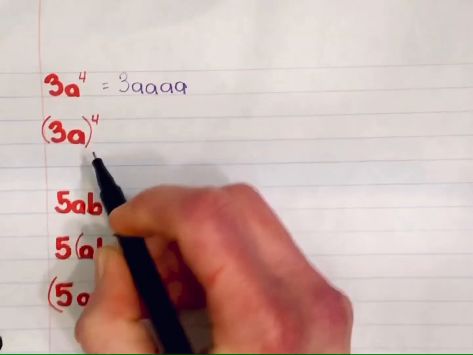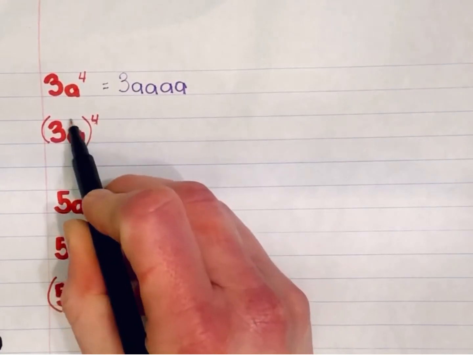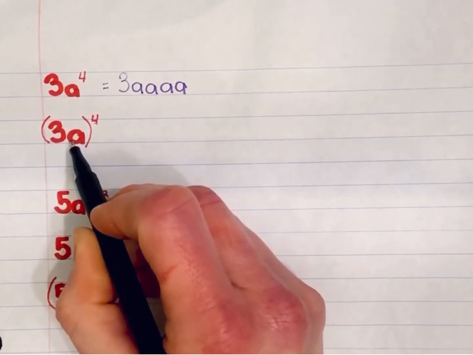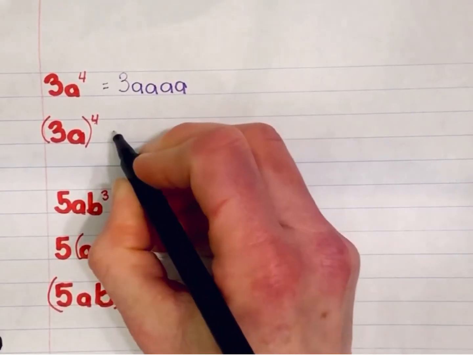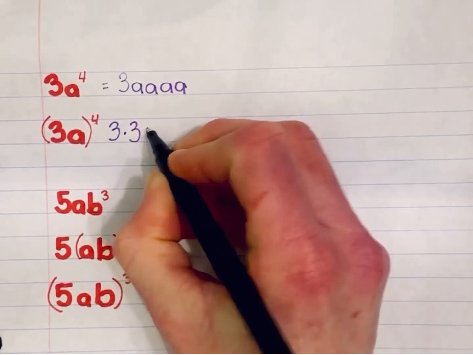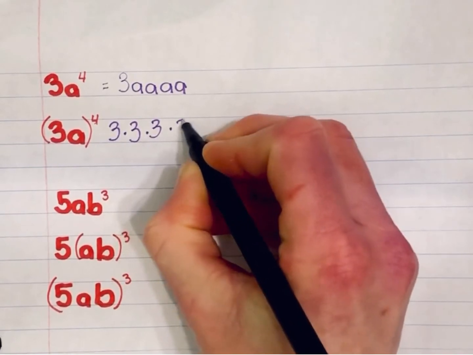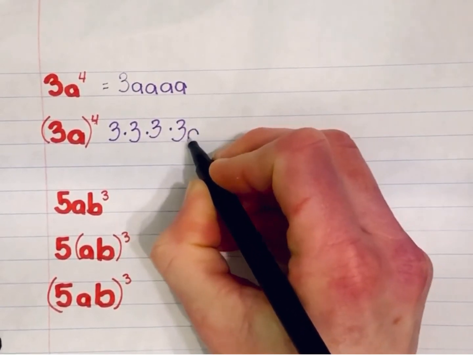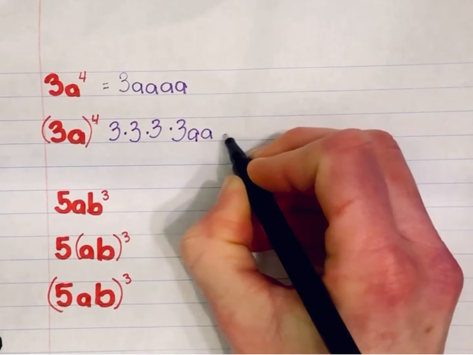On to the second one. Now, notice the 4 applies to everything inside the parentheses. So that means you have 3 times 3 times 3 times 3. So 3 times itself 4 times, and then A times itself 4 times.